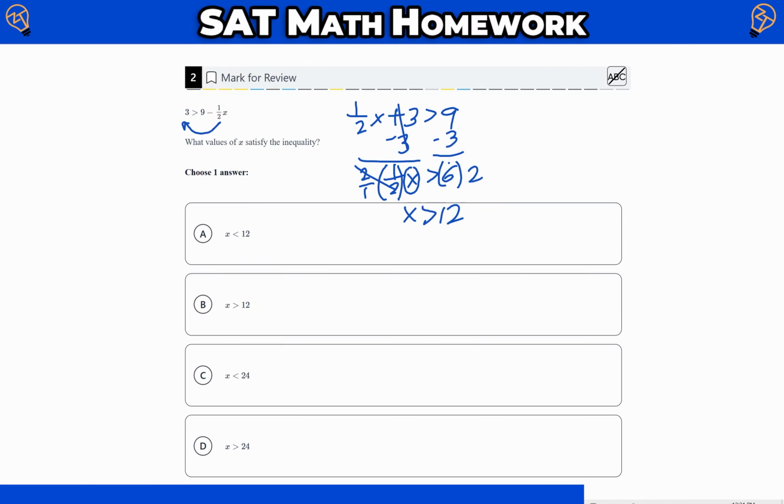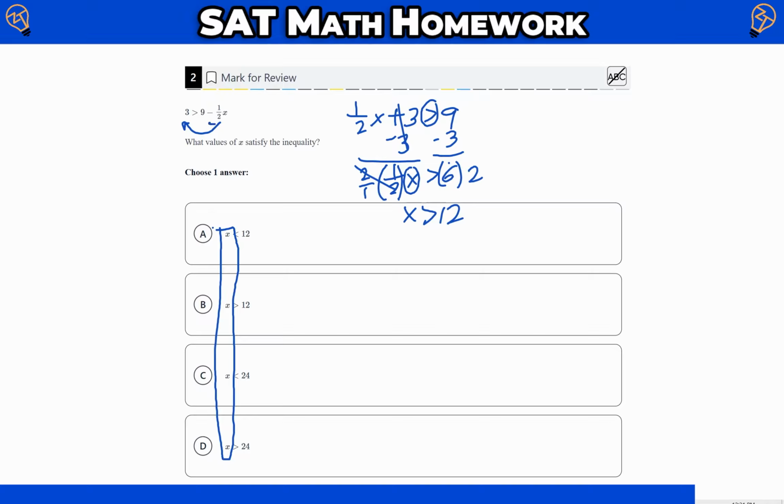Now, the reason I moved everything, or specifically the x term, to the left is because, one, you could see all the answers have that format. But two, a rule that people tend to struggle with is knowing when to flip the inequality sign. And you only do so when you multiply or divide by a negative.